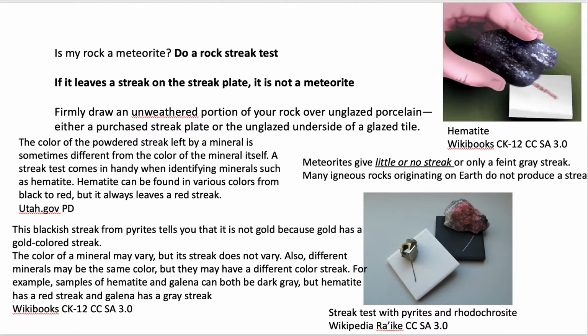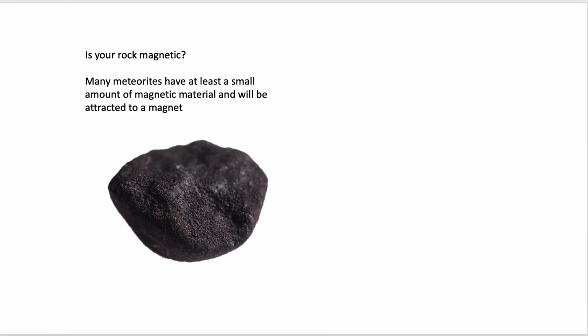But actually, ones that have been on Earth for a while and may have oxidized and formed a little bit of hematite will give a pale brown streak, but freshly fallen meteorites will give little or none.